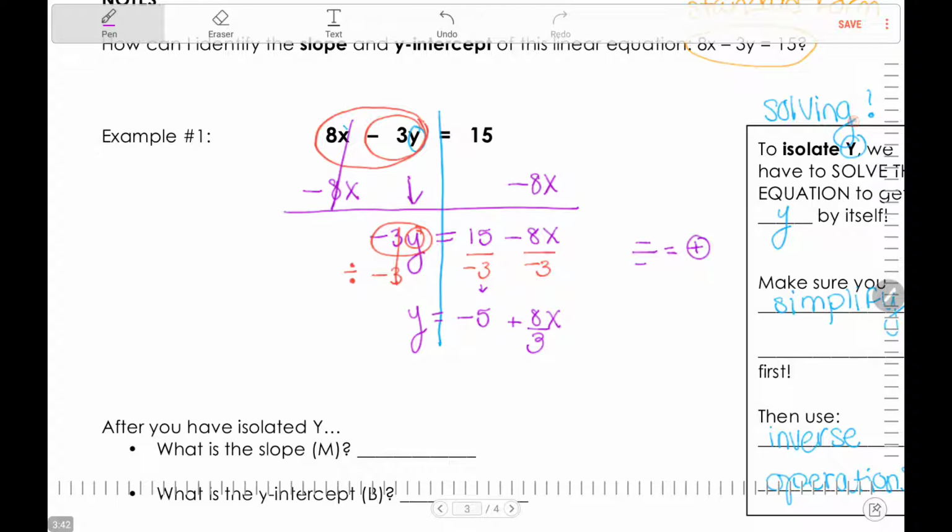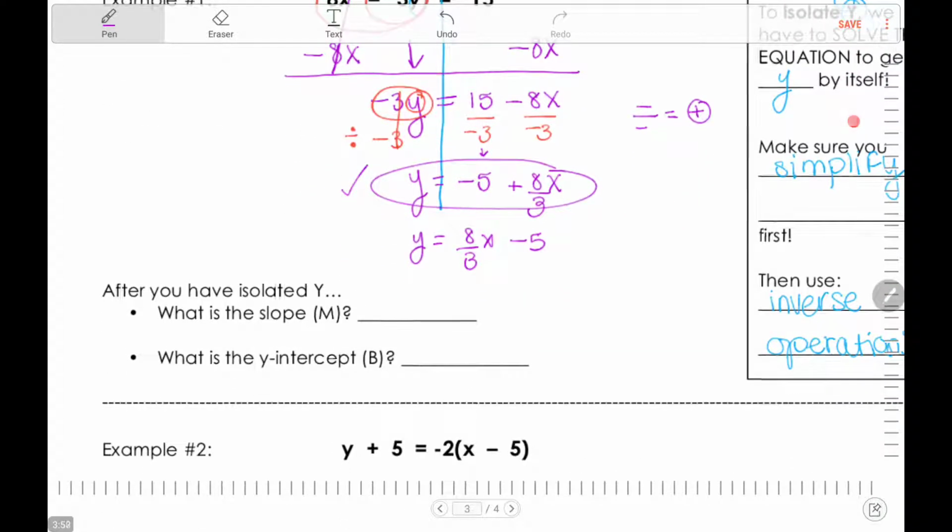Okay, so now it is in slope-intercept form. It is in y equals mx plus b form. All right, I can rearrange it if I want to put the mx plus b. I can rearrange it like that, but either way is acceptable. Our y is isolated, so that's good.